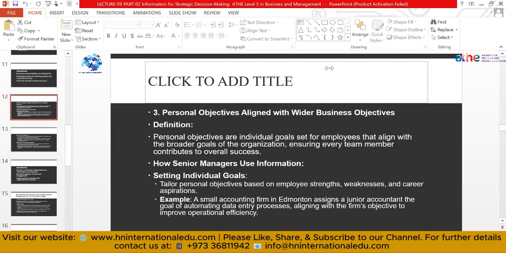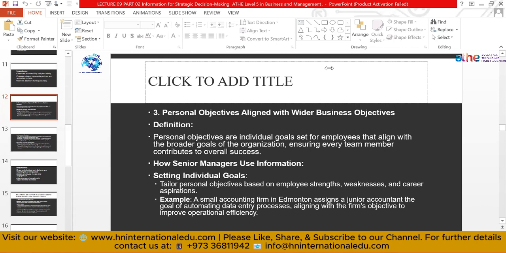Number 3, personal objectives align with the wider business objectives. Now, they are the individual goals set for the employees that align with the broader goals of the organization, ensuring every team member contributes to overall success. And this is really important. When an organization is in existence, not only the owner is going to be responsible for its success. The people who are associated with it, they too have a part in it. How do senior managers use this information?